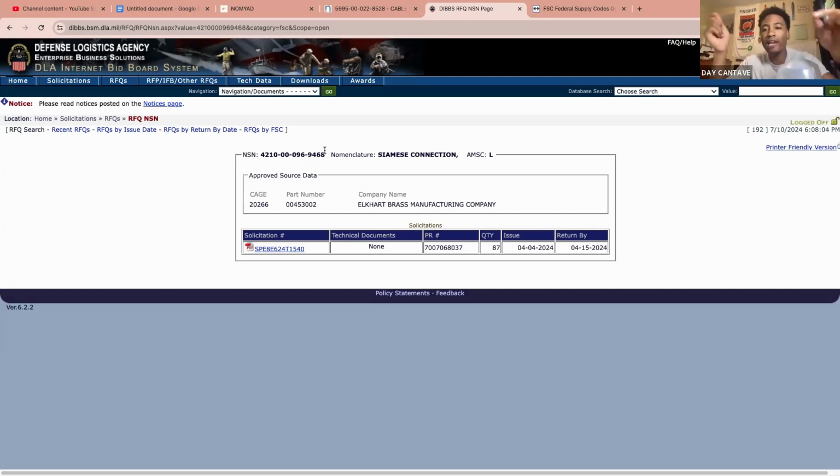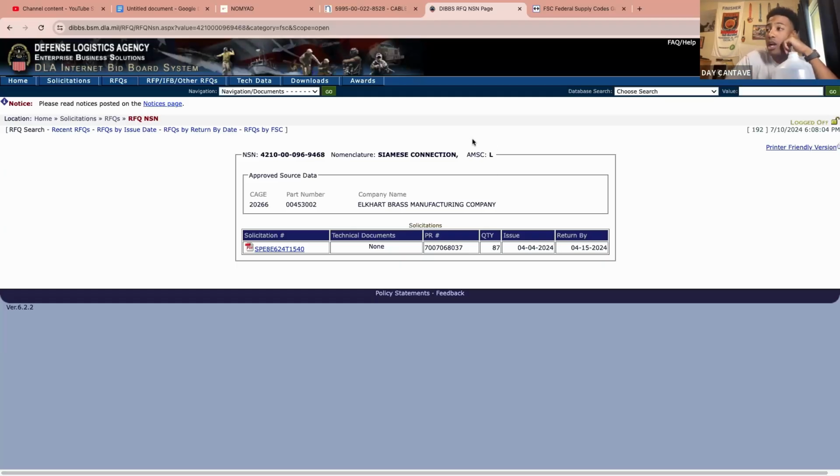So the NIIN, or National Item Identification Number. That's a little fun fact for you about how NSNs are actually broken down and what they're comprised of. And then here we've got the nomenclature, and then here we've got the acquisition method suffix code, AMSC. What this basically outlines is how the government is going to be procuring this material, like what needs to take place for them to procure it.